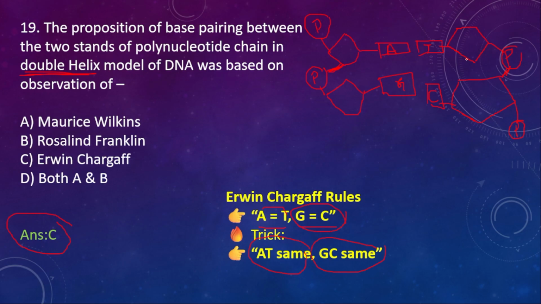Here what happens, A always pairs with T and G always pairs with C. Through which bond? Through hydrogen bonds, to hold the two strands together. Okay? This is a hydrogen bond and this is also a hydrogen bond. So this is what the structure actually looks like.